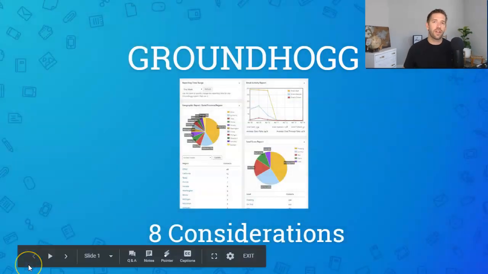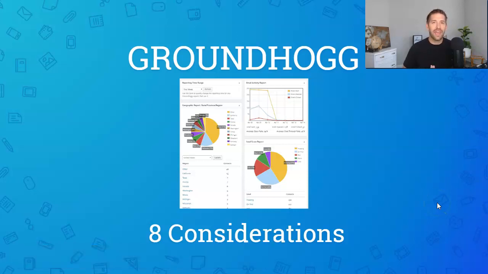Well, in today's video, I want to give you a first impression look at Groundhogg, which is a new open source and really exciting email marketing platform and marketing automation solution for WordPress. I'll walk you through and let you see behind the scenes of Groundhogg real fast. I'll also give you 8 considerations, some in Groundhogg's favor, some not, to help you decide if this is a good option for you to reduce your costs and increase your possibilities with your email marketing solutions.